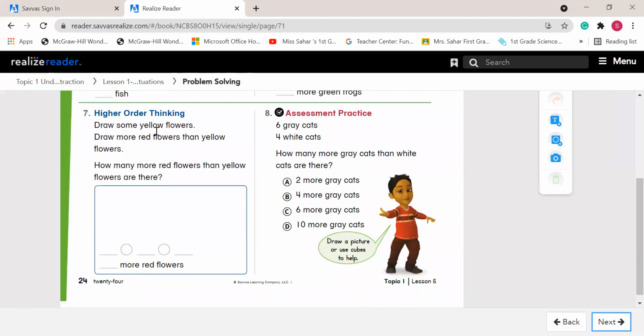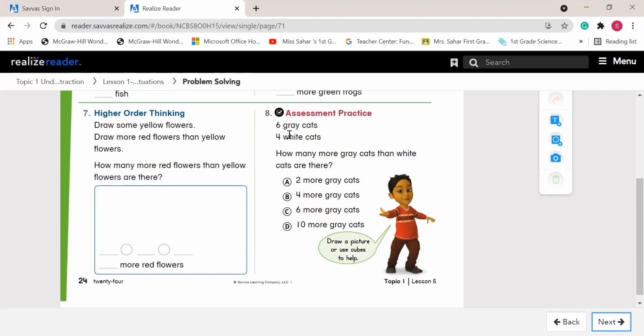Draw some yellow flowers. Draw more red flowers than yellow flowers. How many more red flowers than yellow flowers are there? So it's up to you. You can draw 3 yellows and then you draw 2 more. So you have 5 red flowers, and then you're going to write your equation here. Big number or a big addend minus. So you have more red flowers. So you're going to put the big number for the red flowers minus the yellow flowers equals. Then you see how many more red flowers than yellow flowers.